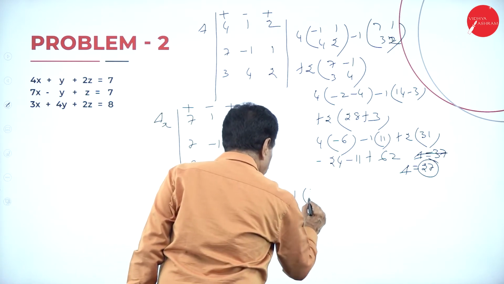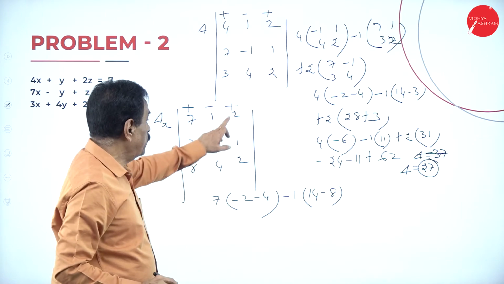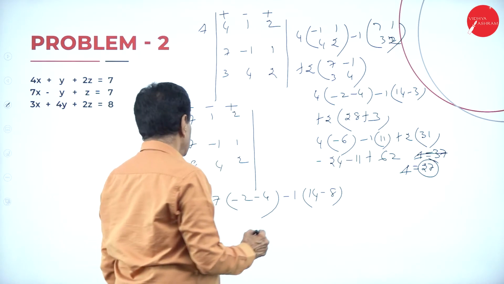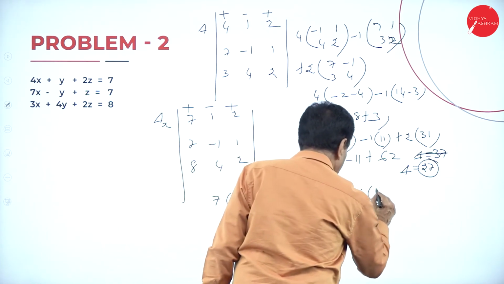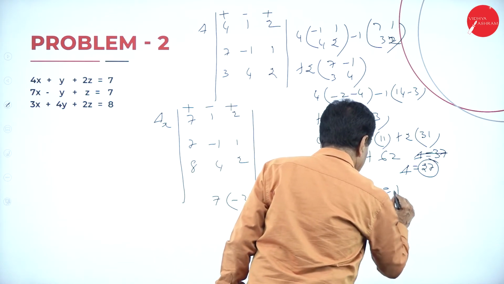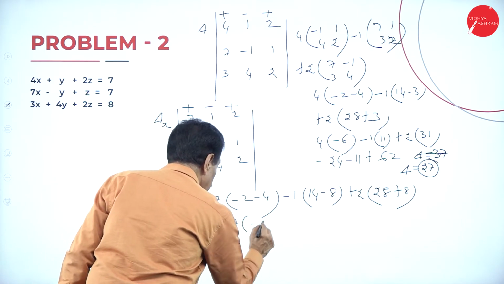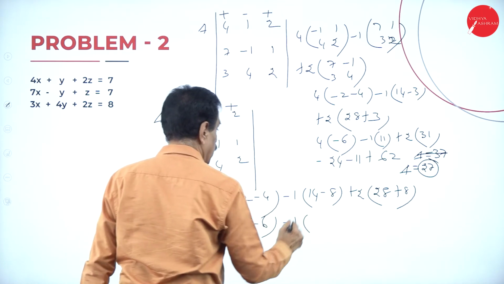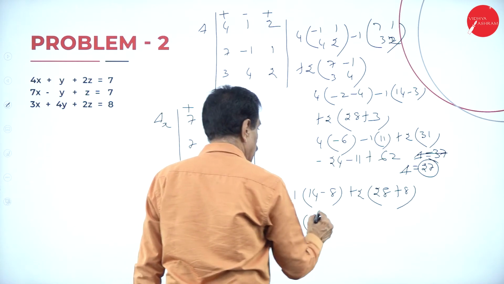7 2s are 14. 8 1s are minus 8. When you take the 2 here, this will go and this will be left over. So plus 2. 7 4s are 28. 4 8 1s are plus 8. This is 7, minus 6, minus 1, plus 6, plus 2.